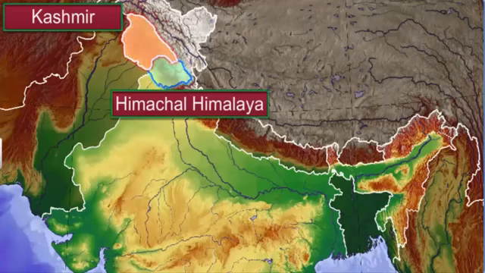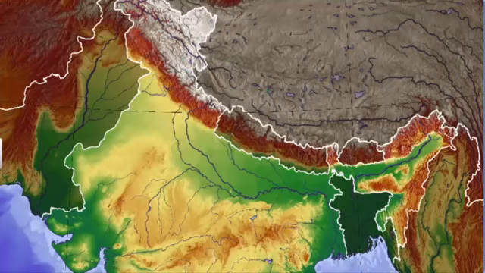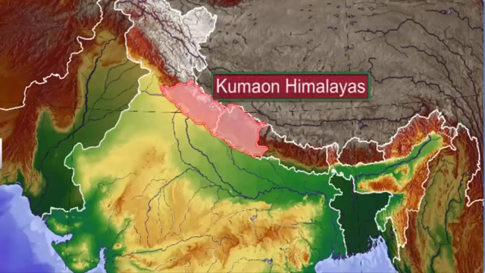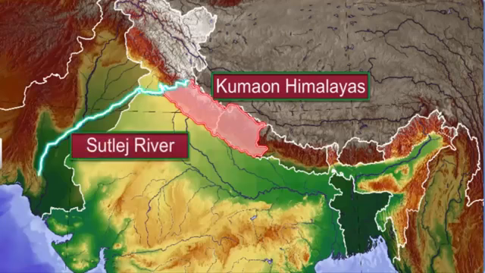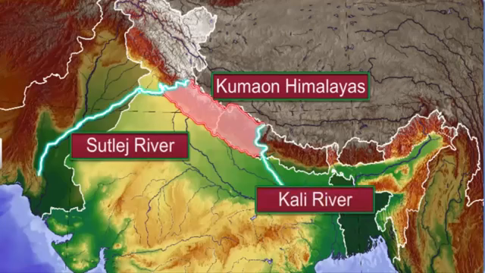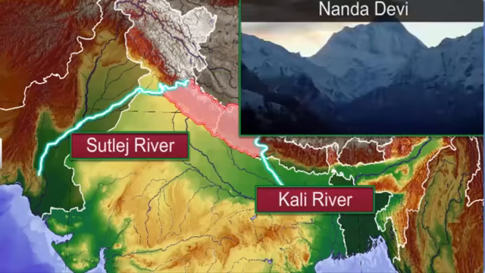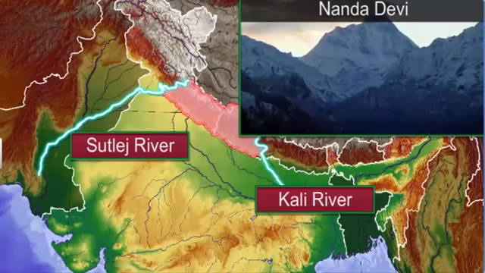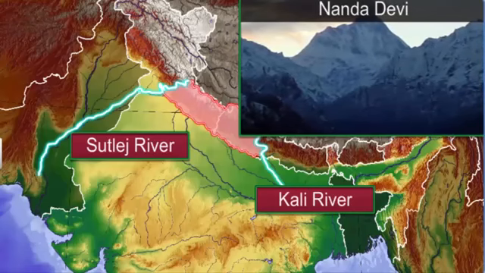To take another example, the Kumaon Himalayas is the name used regionally for the portion of the Himalayas between the Satluj and the Kali rivers. Nanda Devi is the highest peak in this region. The hill stations Nainital and Ranikhet are located in the Kumaon region.